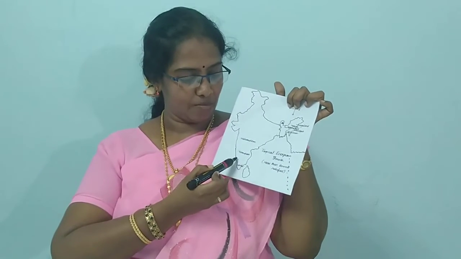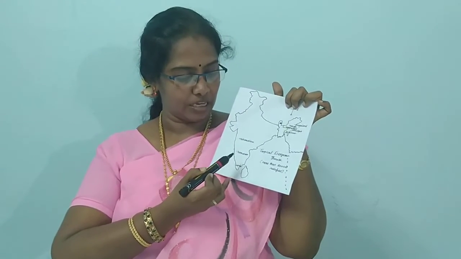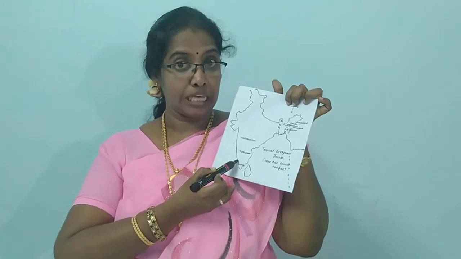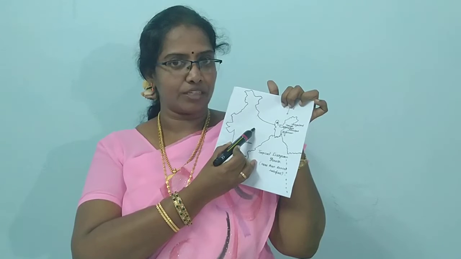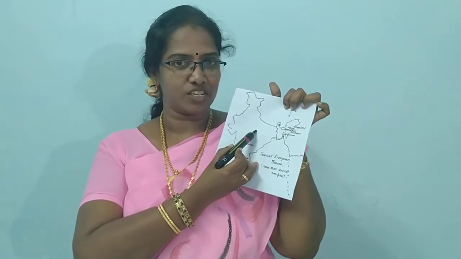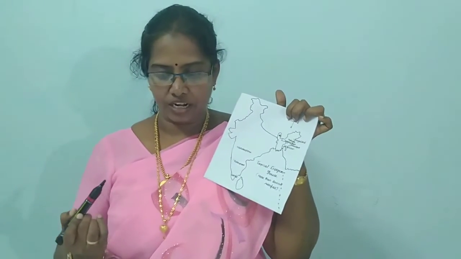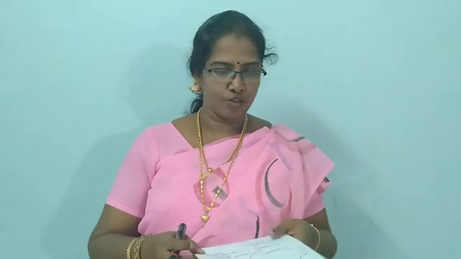At the same time, Agasthyamalai biosphere reserve, where is it located? Kerala. Agasthyamalai is located in Kerala. Panna biosphere reserve is located in Madhya Pradesh. Okay, so this much only, children. We are at the end of the class, children.